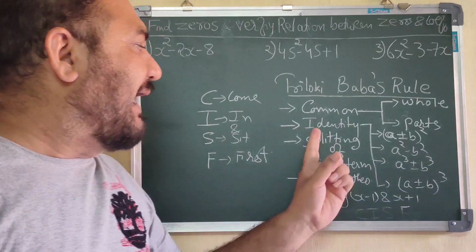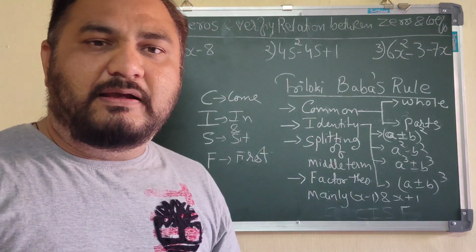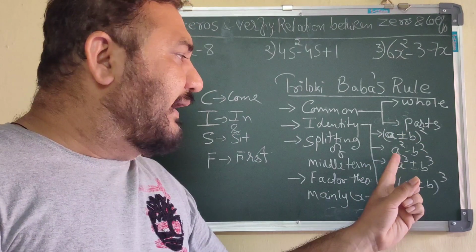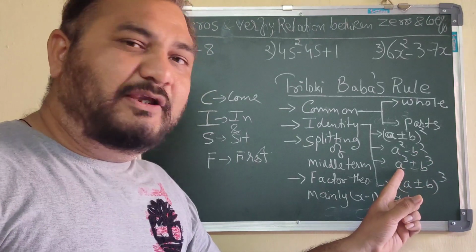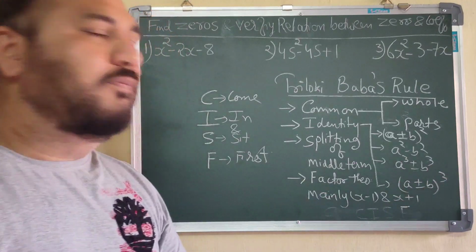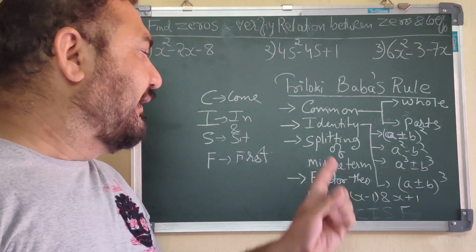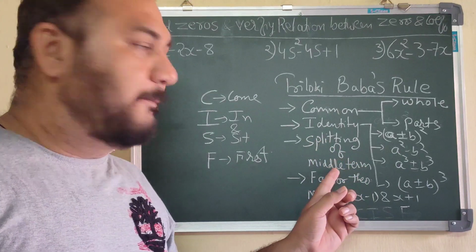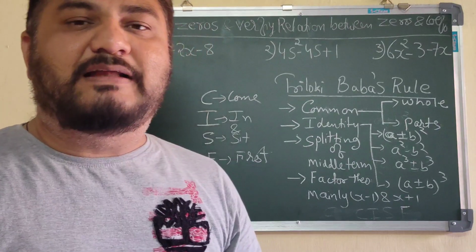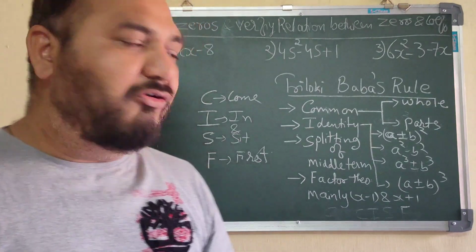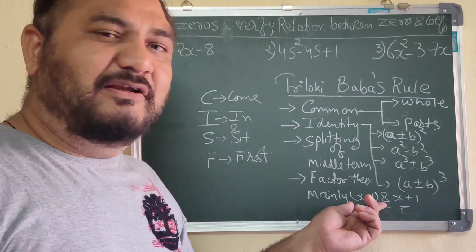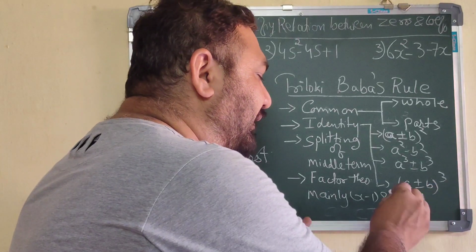Second rule here is identities. We have already studied in smaller standards identities, that is a plus or minus b whole square, a square minus b square, a cube plus or minus b cube, and a plus or minus b whole cube. So this is second step, identity. Third is splitting of middle term. And fourth, factor theorem, which we have already studied in 9th standard in the same chapter, that is polynomial. So mainly this year we are supposed to use of x minus 1 and x plus 1 is a factor.